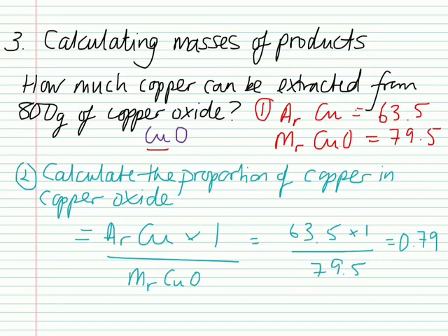Finally though, in step 3, you need to multiply your answer by the number of grams of the metal that you have. So we started off with 800 grams of copper oxide, not 1 gram. So we need to multiply our answer by 800. So 0.79 times 800 equals 639 grams. If we got 800 grams of copper oxide out of the ground, we would be able to extract 639 grams of copper from it.